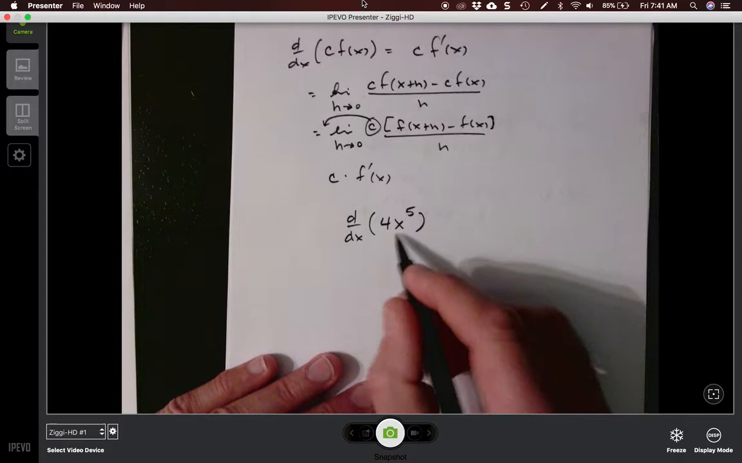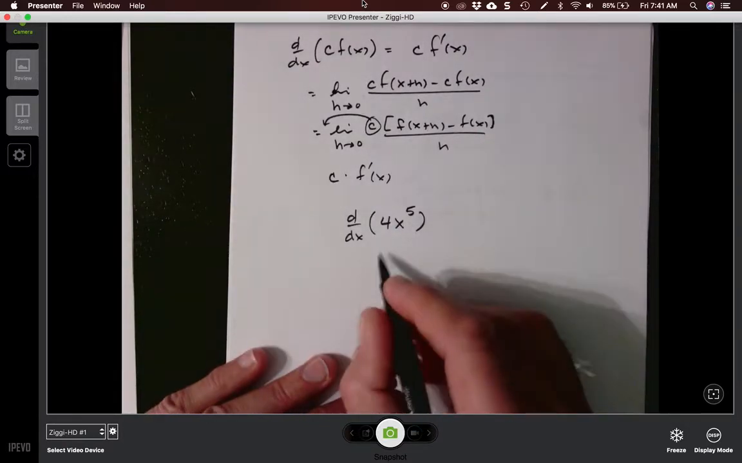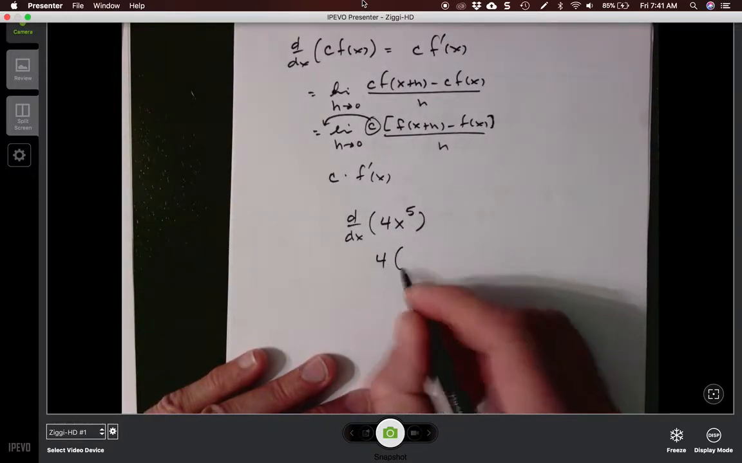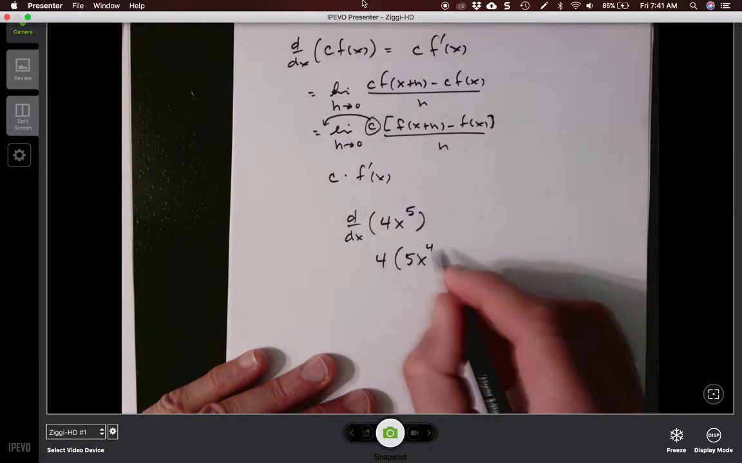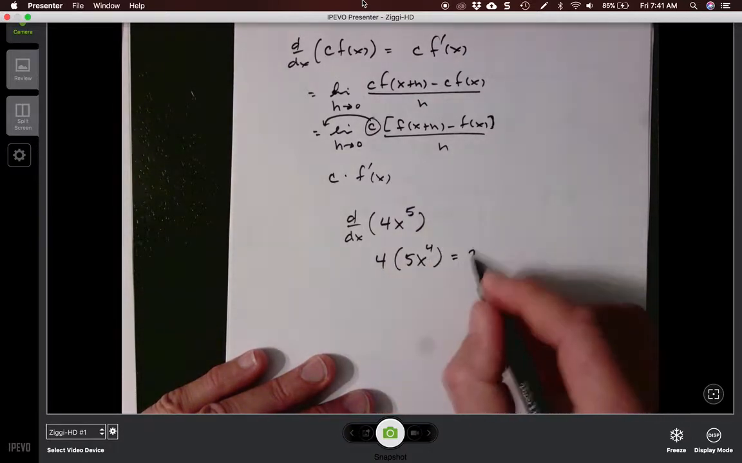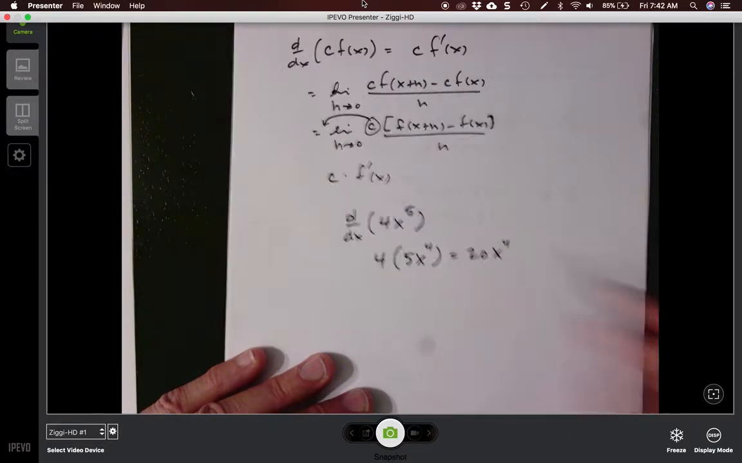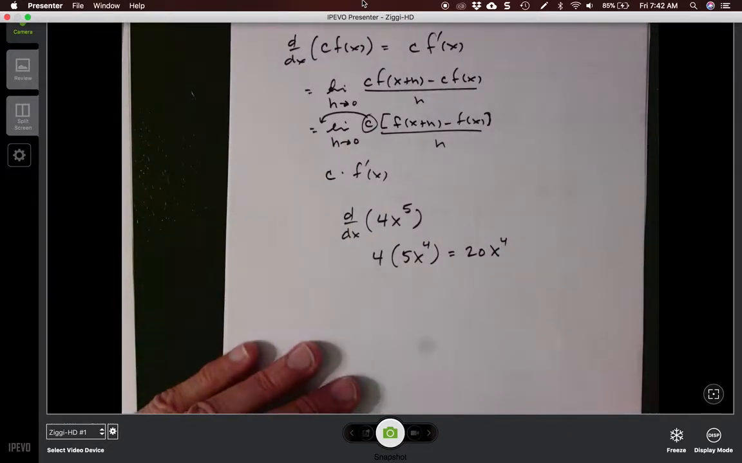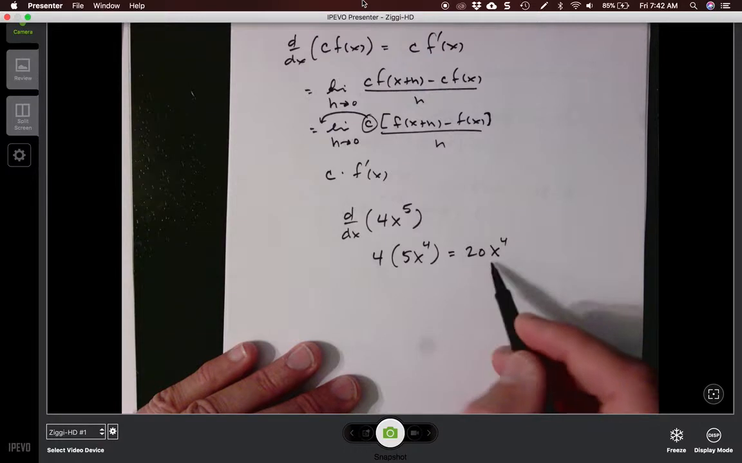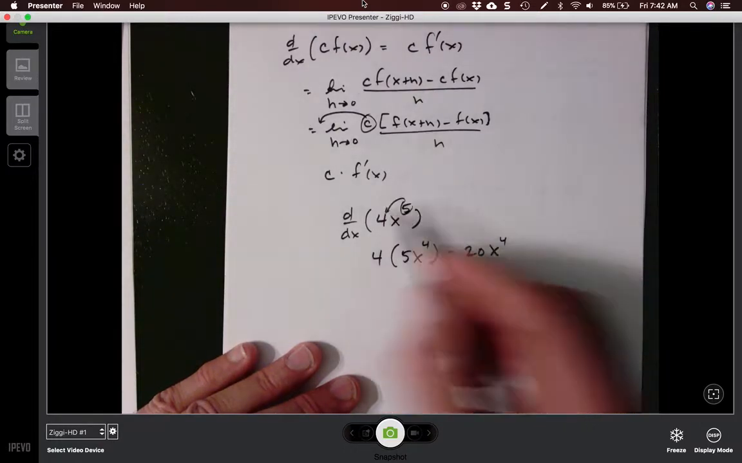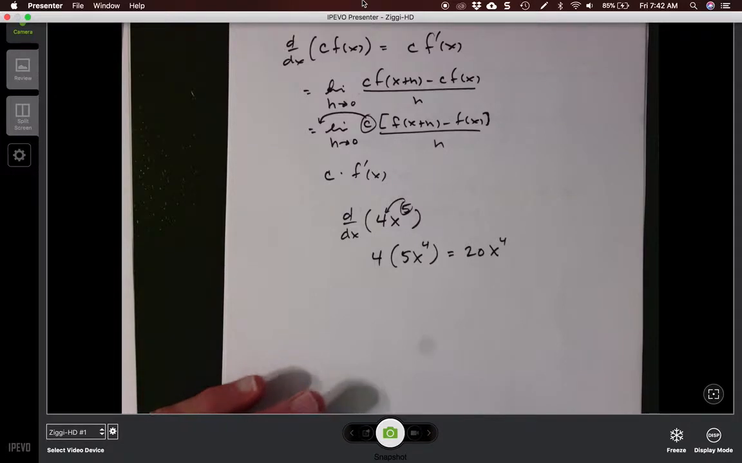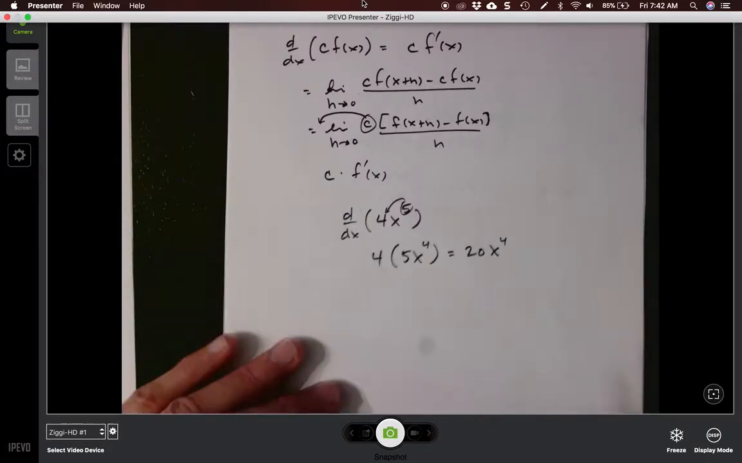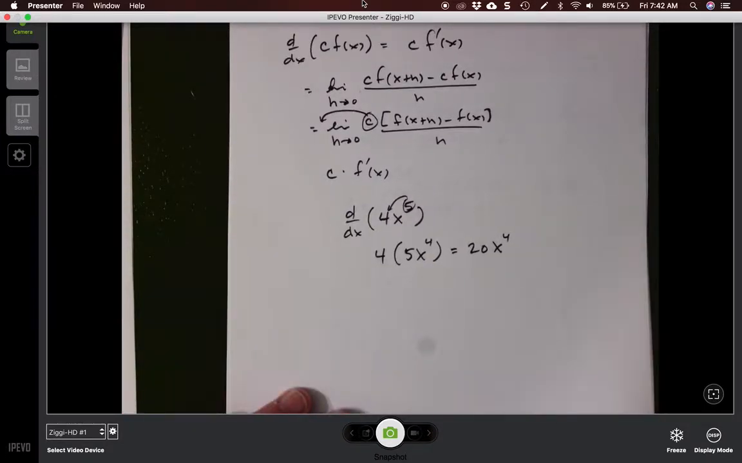Okay, so this is a constant times a power function, so our rule would be take 4, and then take the derivative of this, 5x to the 4th, and then we would end up with just 20x to the 4th power. Essentially you could jump to here pretty quickly by just saying take this, multiply it by the constant out in the front, and then decrease the power by 1. So the derivative of a constant times the function, again, I think it's fairly straightforward.